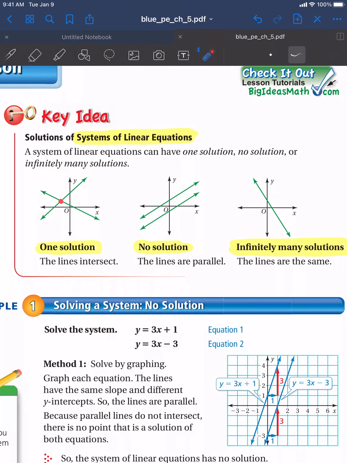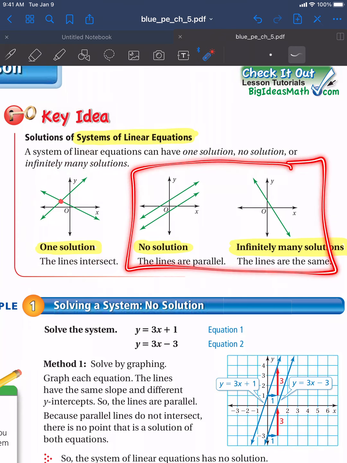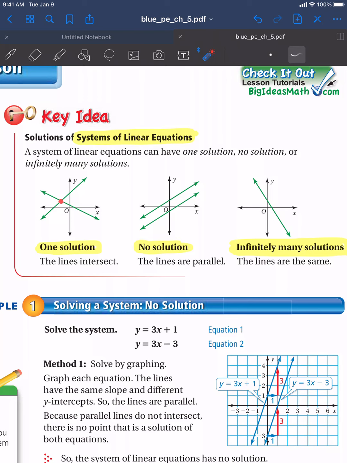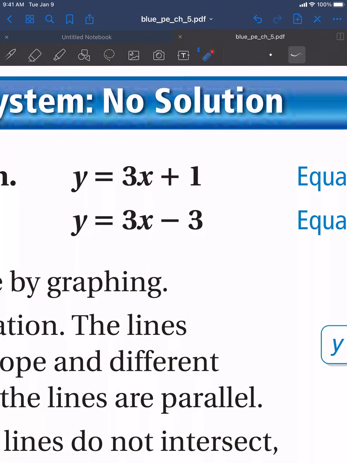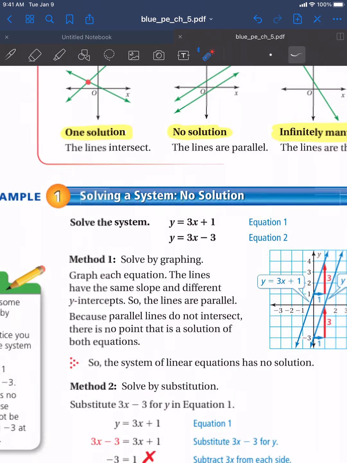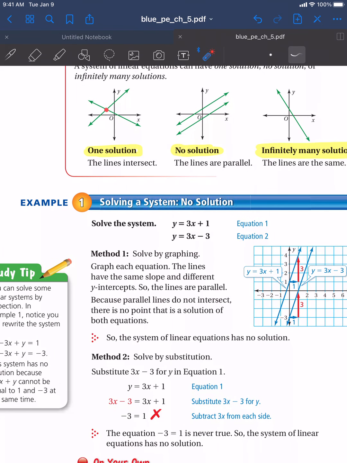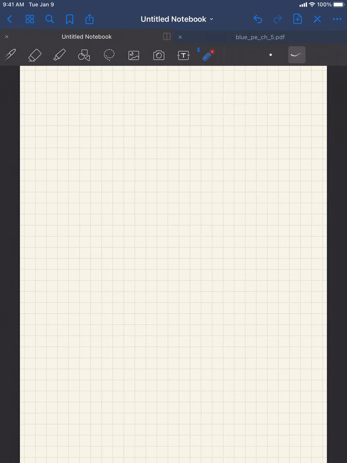Let's go ahead and do some example problems so that we can see what these would look like, okay? All right, here's our first example. Y equals 3x plus 1, y equals 3x minus 3. Now there's a few ways we can solve this. One way is I can just graph them, okay? So let me graph them real quick. I've got some grid paper right here.